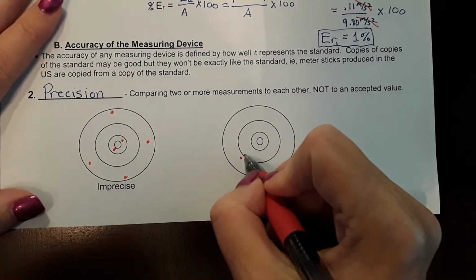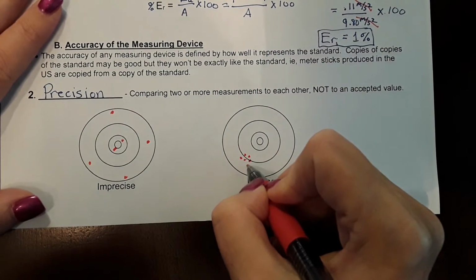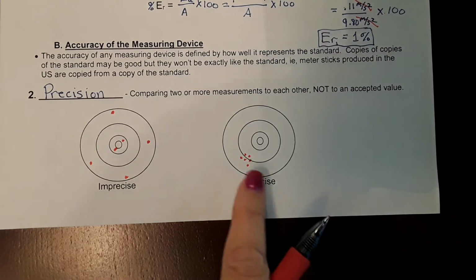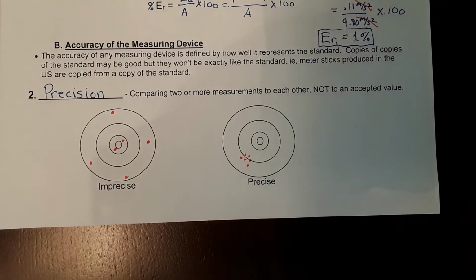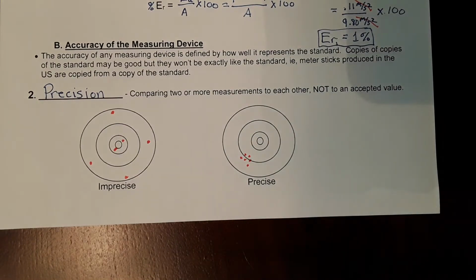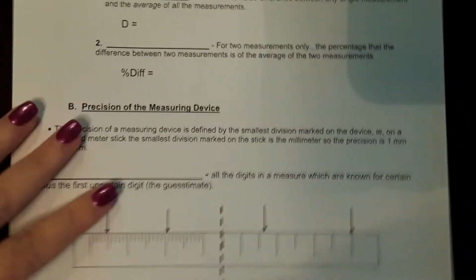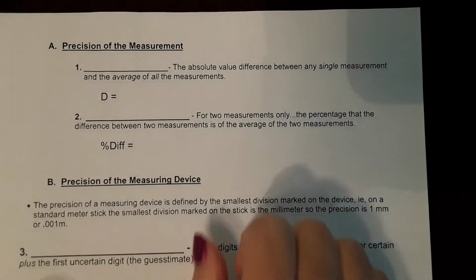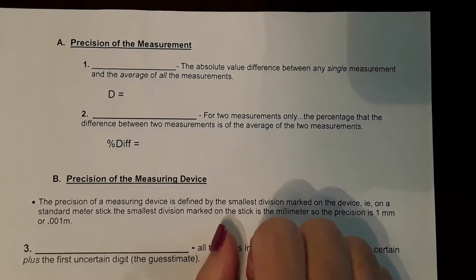Now, what about this person right here? Okay, now that person may not be accurate because they're not near the bullseye, but they are precise. In other words, they're consistently measuring or shooting the same location over and over. So this person would be considered precise. Okay? All right. Now, let's take a look at the next page, which allows us to find the precision of the measurements. There it is. Okay, the precision of the measurements.